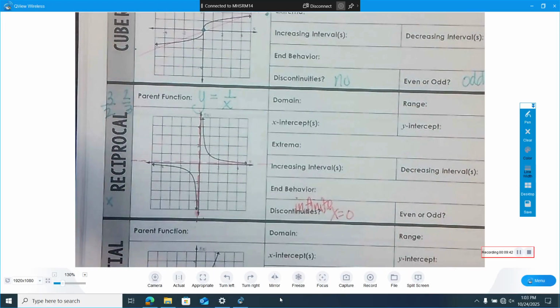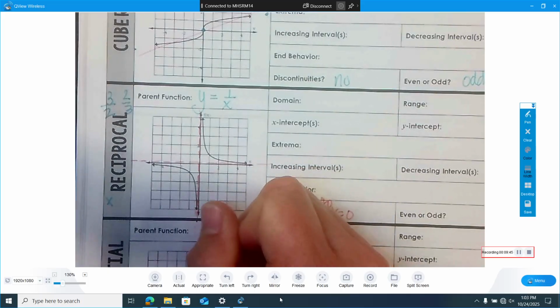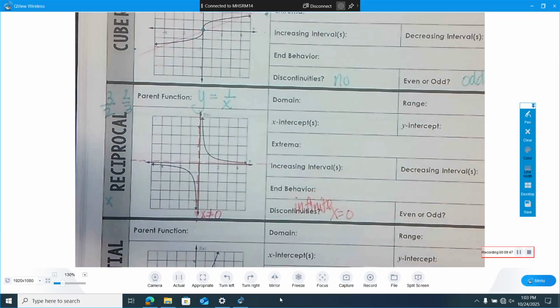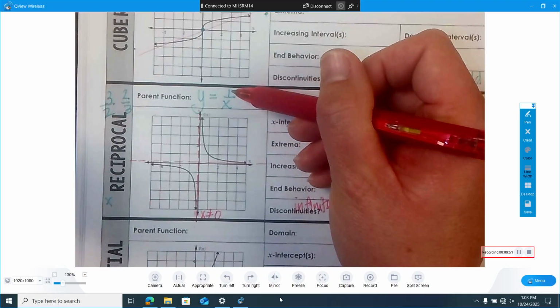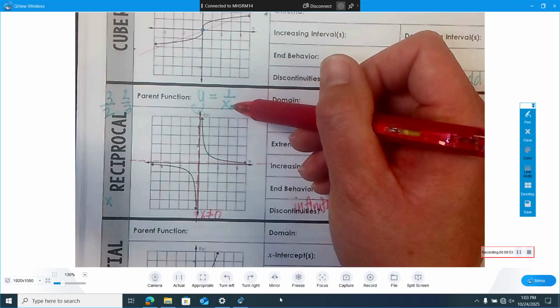Here, y is not going to equal 0. X cannot equal 0. That comes from our denominator right here. Can I do a number divided by 0? No. No, that's a huge error.